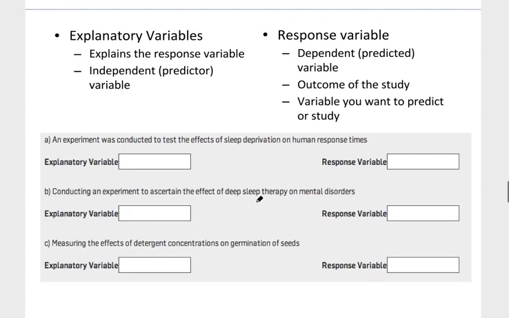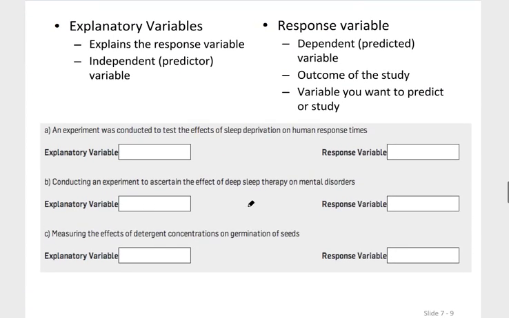Okay, and here's some examples. So I know in math we talk about the independent or the dependent variable, and sure, that works with this as well, but I think when you are looking at scenarios, it is important to think about what's explaining what and what is your response, to remember what it is.